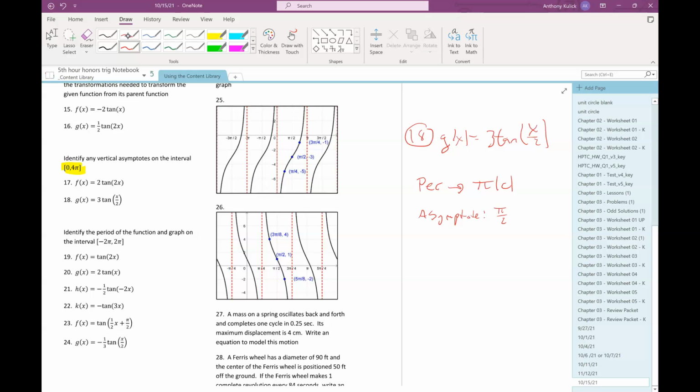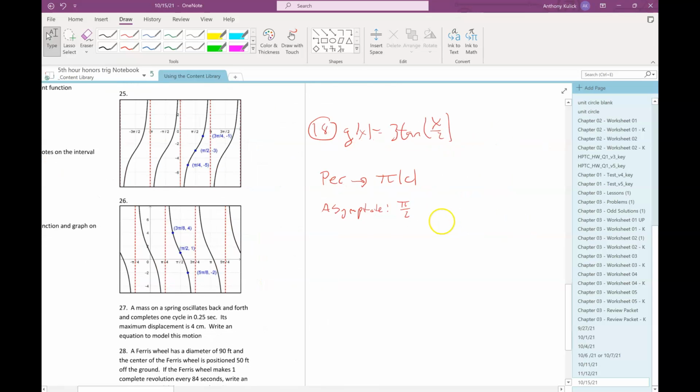Peyton, you're good? Okay. So what this is telling us is normally, if we have first asymptotes at pi over 2, the next asymptote is going to be 1 period later, right? Because you're going to get an asymptote at the beginning and end of every period.